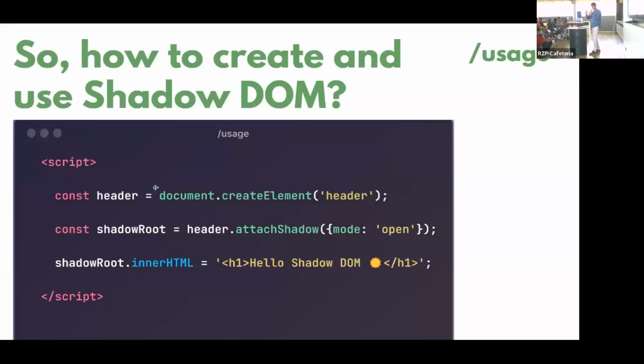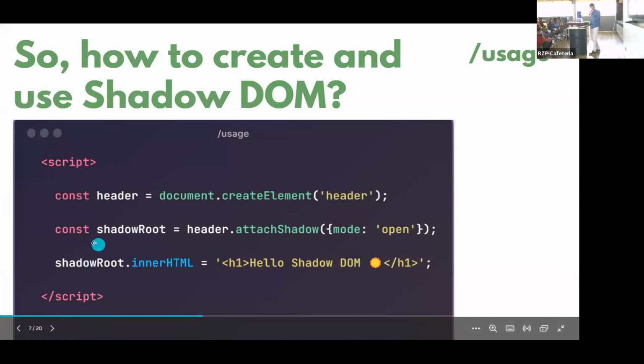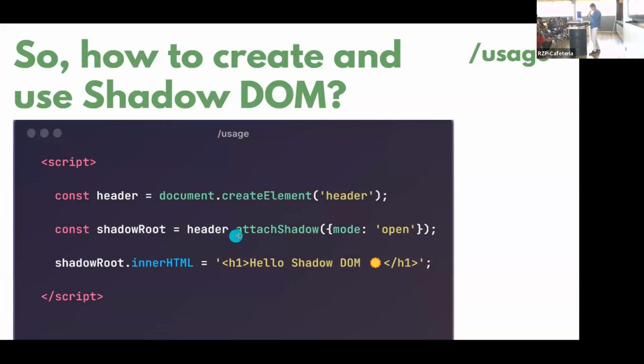So here's the snippet on how you can create a shadow DOM. You can see there is something called a shadow root. And with this, there is a header. So we are just creating a header element and attaching a shadow. This is a browser API, attachShadow, which allows you to attach a shadow root to the HTML element, right? Now you can just define HTML DOM and everything in it. You can see that there is an innerHTML, hello shadow DOM.